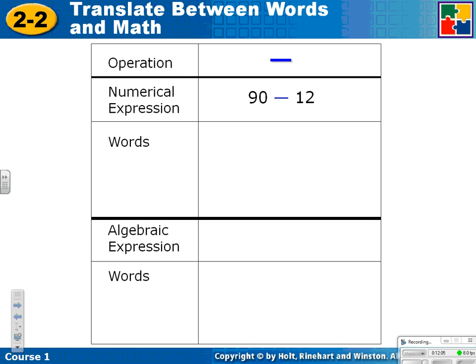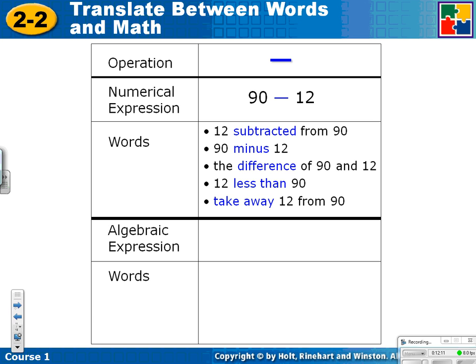90 minus 12. That's what we always would say, isn't it? 12 subtracted from 90. 90 minus 12. The difference of 90 and 12. 12 less than 90. Notice that. 12 less than 90. Now it seems like it's flipped, but it still is 12 less from 90. Take away 12 from 90.